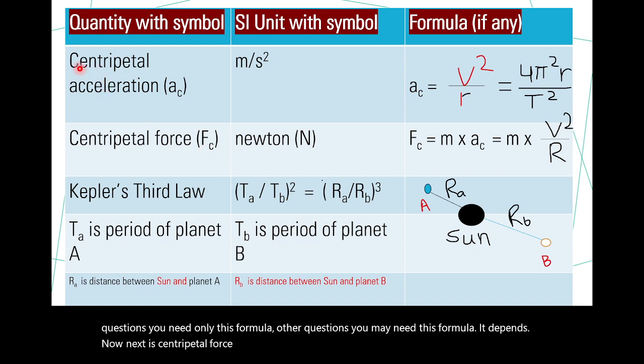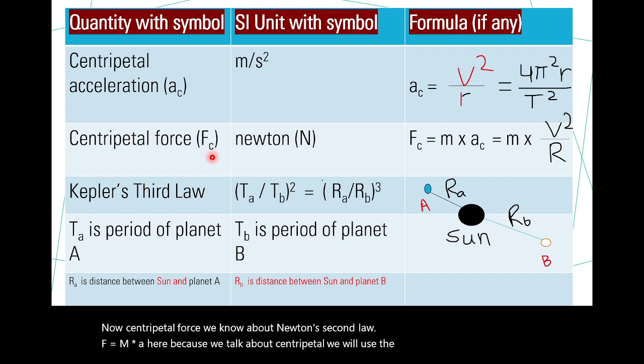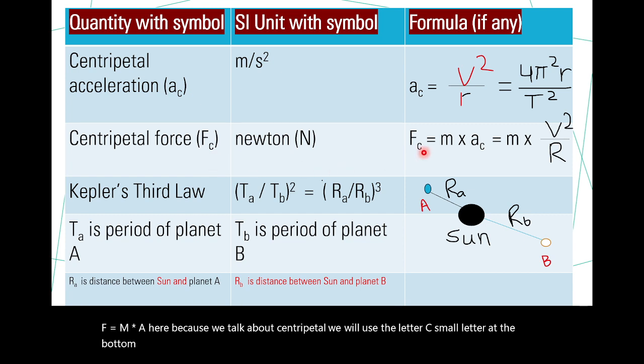Whenever we talk about centripetal, we talk about a center, a circle, a circular path. Now, centripetal force. We know Newton's second law, F equals m times a. Because we talk about centripetal, we will use the letter c, small letter at the bottom. It's a force, so the unit will be newton, capital N.